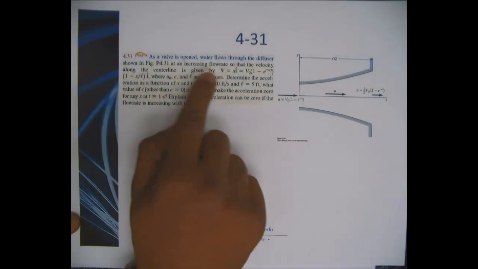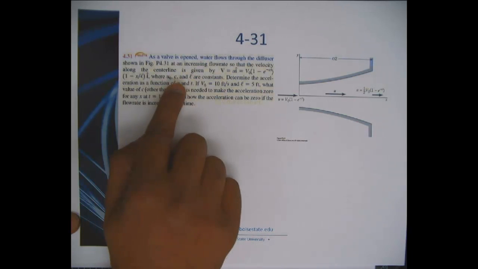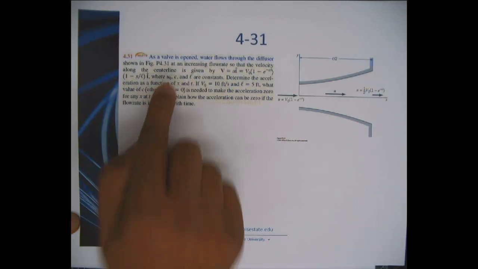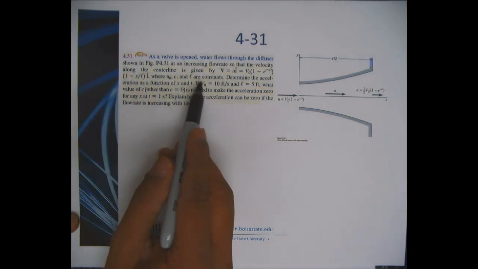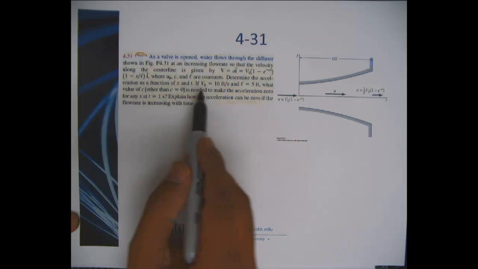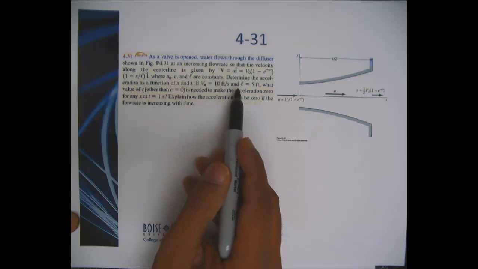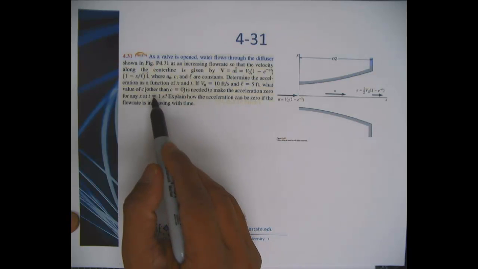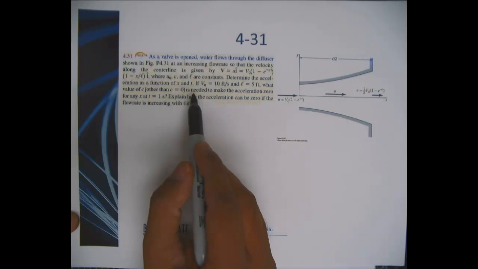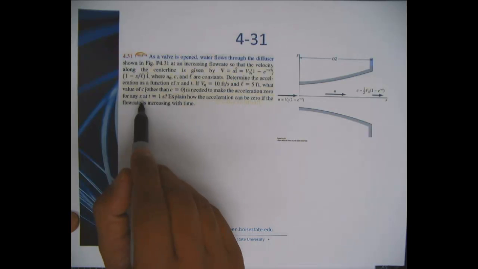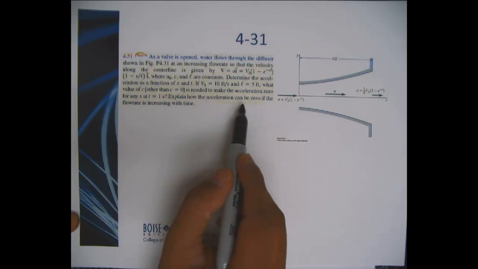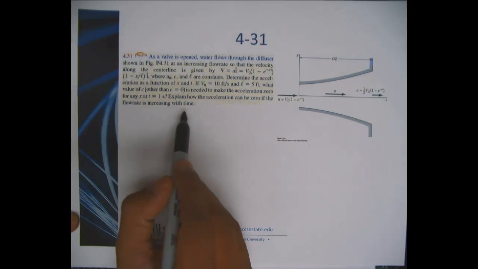And since the flow rate is increasing, the velocity along the center line is given by this. You're given that u0, c and l are constants. You're asked to determine the acceleration as a function of x and time. And if v0 is 10 feet per second and l equals 5 feet, what value of c other than c equal to 0, that means not a trivial solution, is needed to make the acceleration 0 for any x at t equals 1 second? And you're asked to explain how the acceleration can be 0 if the flow rate is increasing with time.